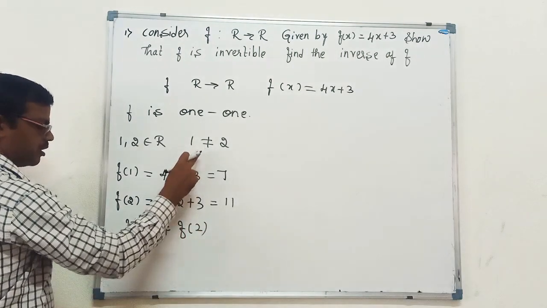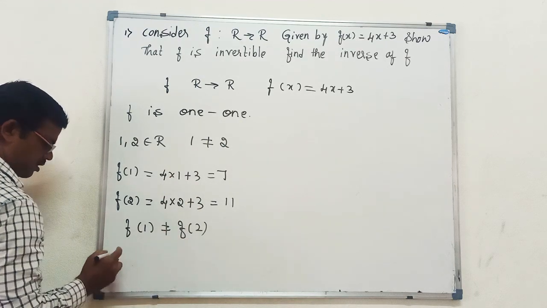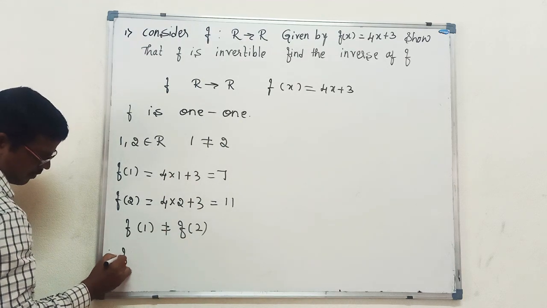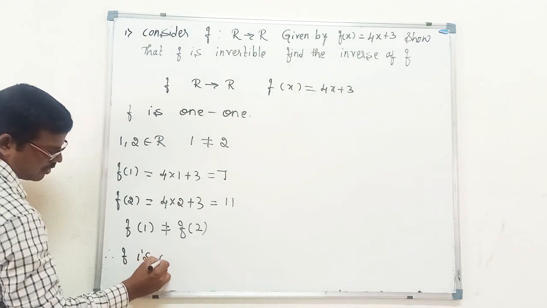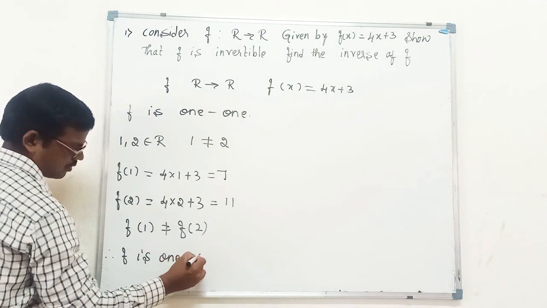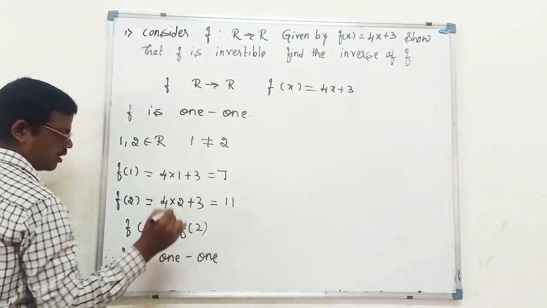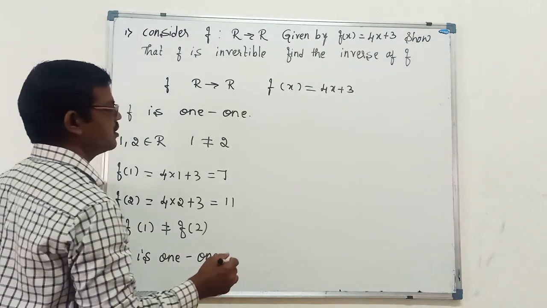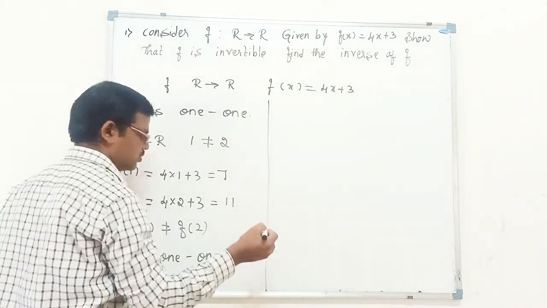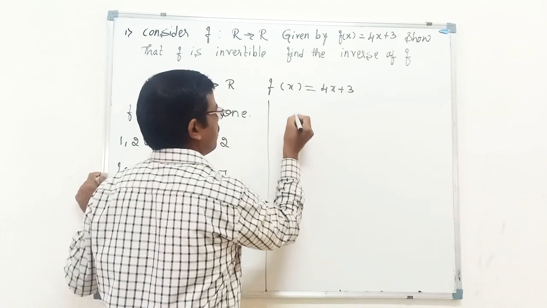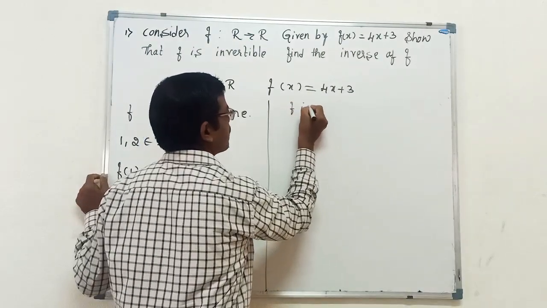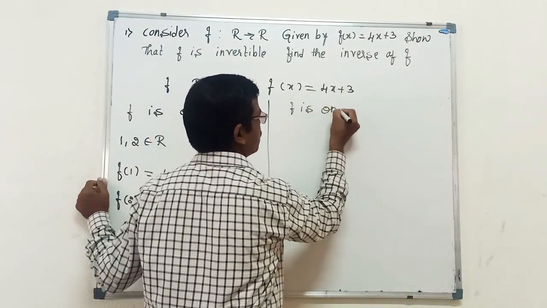So different elements have different images. Therefore, f is one-one. If f is one-one, next we prove that it is onto. So f is onto.